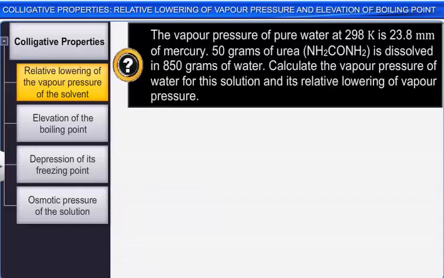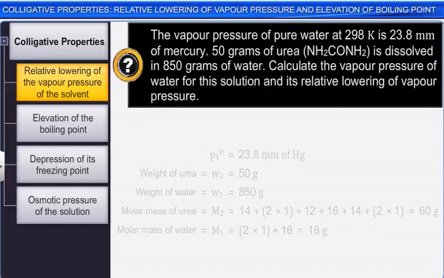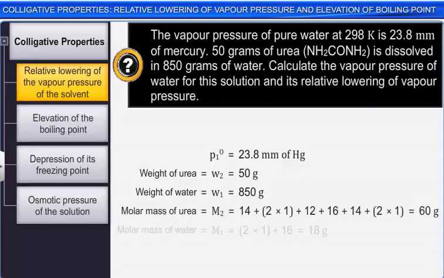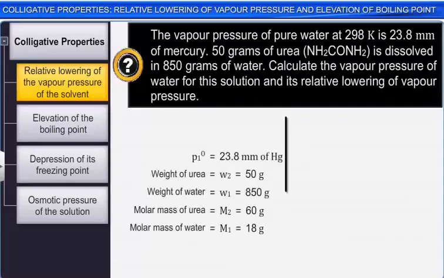The first step is to list the given variables. P1⁰ is equal to 23.8 mm. Weight of urea, W2, is equal to 50 grams. Weight of water, W1, is equal to 850 grams. Molar mass of urea, M2, is equal to 60 grams. Molar mass of water is equal to 18 grams. Now, according to Raoult's law, the vapor pressure of water for this solution is the product of the mole fraction of the water and the vapor pressure of pure water. Let us first calculate the mole fraction of water.